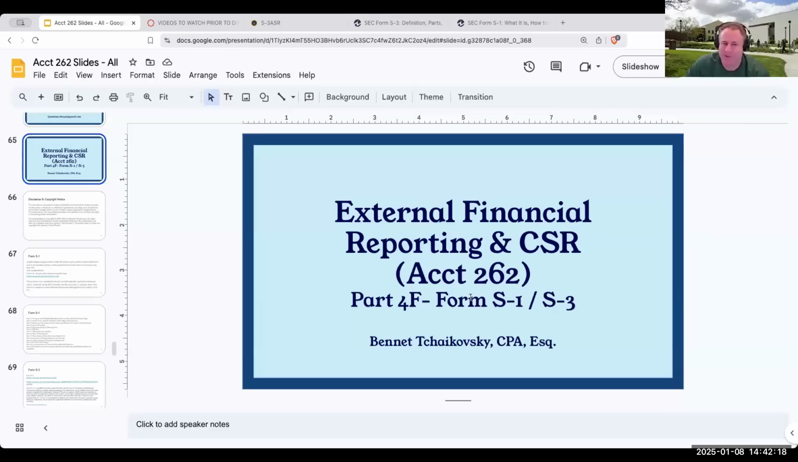Hello, everybody, and welcome. So today we're going to be going through and looking at more Securities and Exchange Commission forms. We're going to be going through and looking at Form S-1 as well as Form S-3.